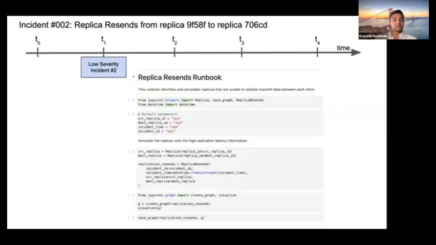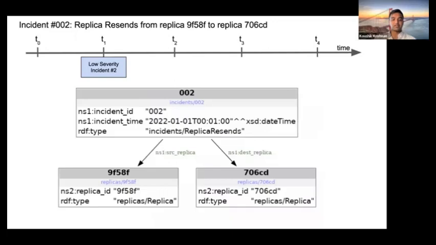Okay, so our next low severity incident is replica resends from this one replica to another. This is the replica resends runbook. It's doing something very similar to the slow disk runbook. Here it's just creating the objects and storing them as a graph. So we have our two replicas, source replica, destination replica, and then we construct the replication resends object, and then we save this object as a graph. And what that looks like is like this.